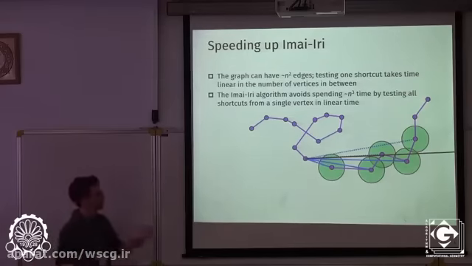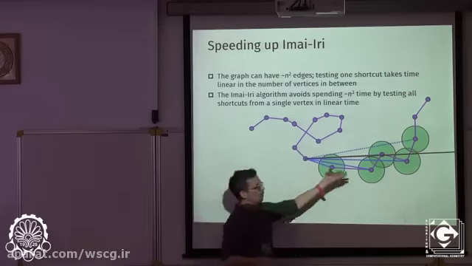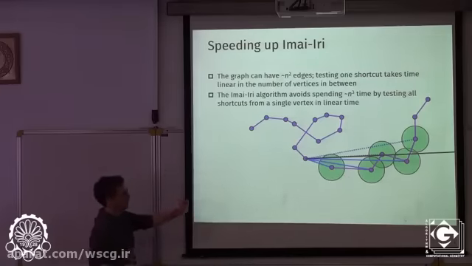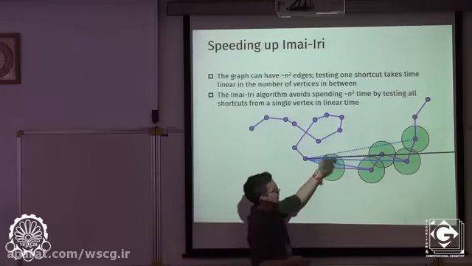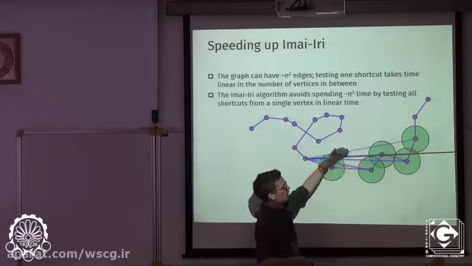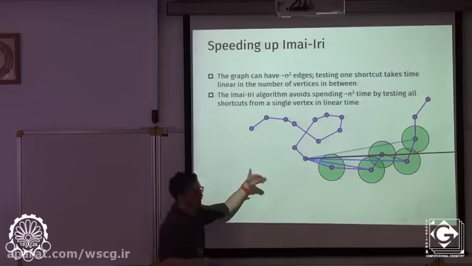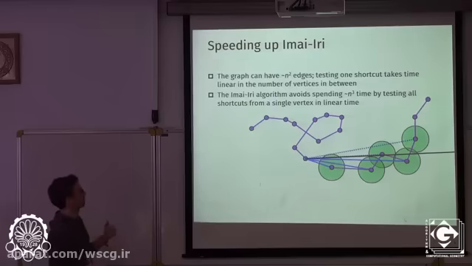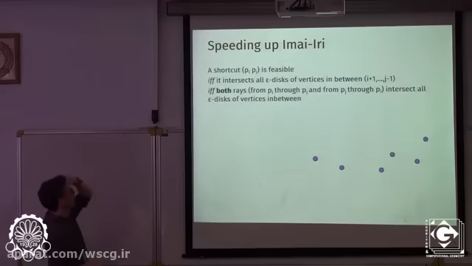But this is just an observation that at this point we can stop. We can do this analysis a bit more carefully and maintain essentially the information of where a vertex may lie, so that I can still stab all the disks that are intermediate. So what we're now going to use is that a shortcut is feasible if it intersects all of those epsilon disks.